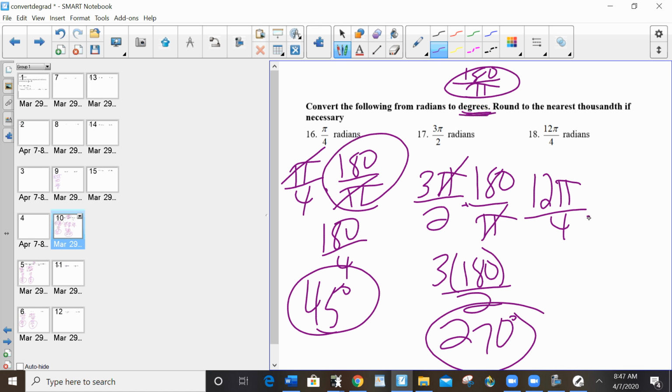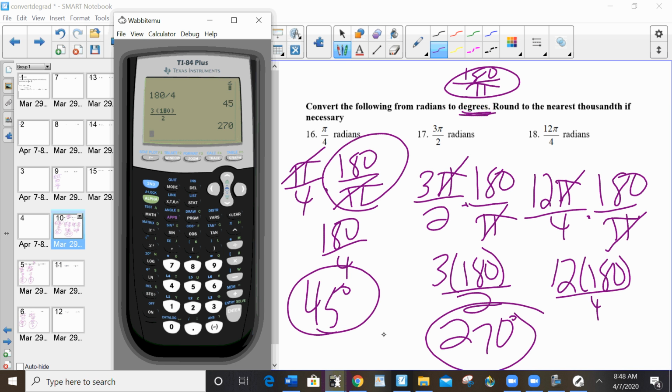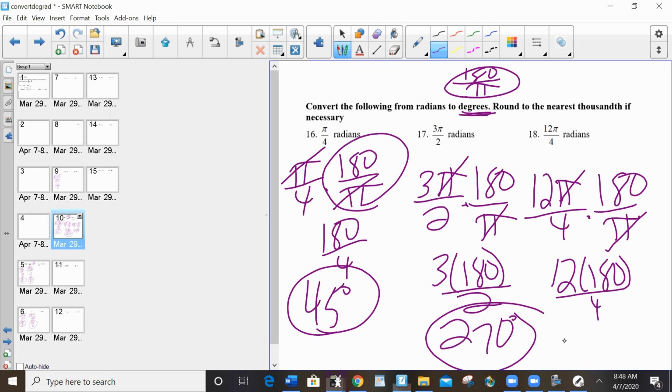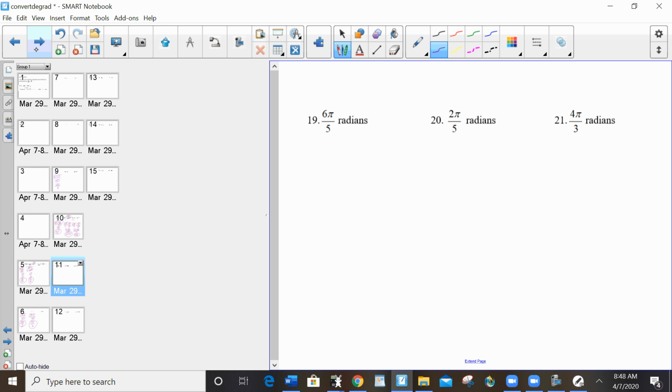Okay, to convert to degrees, I'm multiplying by 180 over pi. Pi's cancel. I'm left with 12 times 180 over 4. I go to my calculator. 12 times 180 over 4 is 540. And that's it. One more little twist to show you, and then we're done.